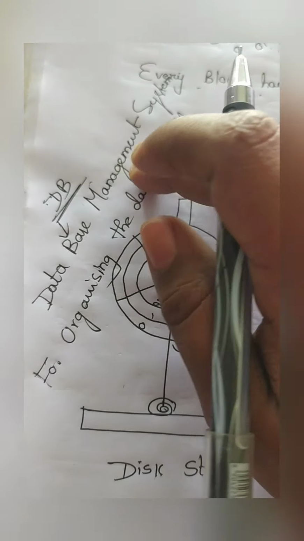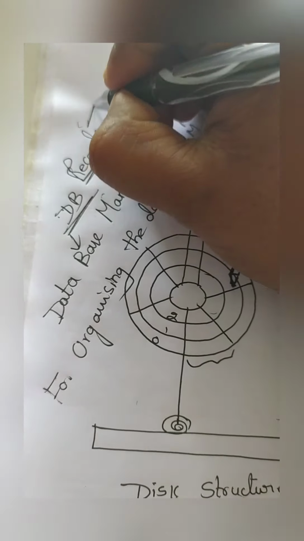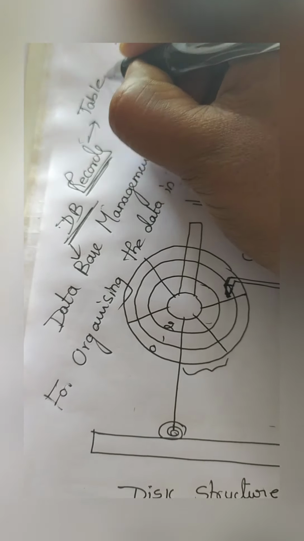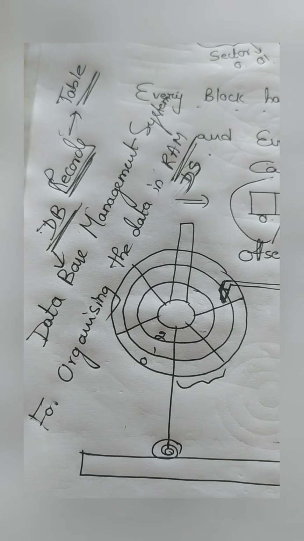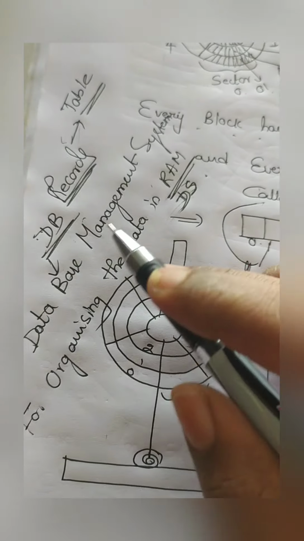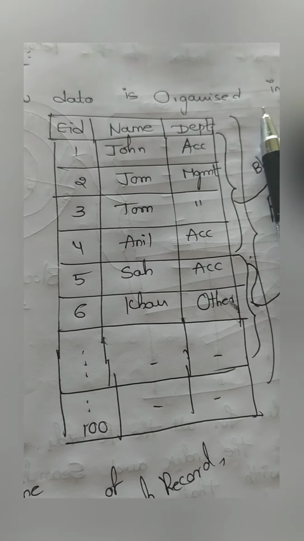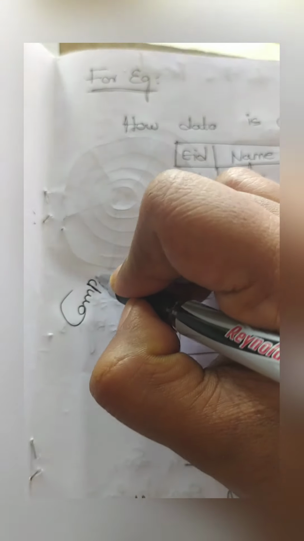In the database management system, data can be stored as records, which will be stored in table structures. So how is the data organized in a database? Let me check that. Here these are all the records of an employee. These are the records of employees in a company named, for example, X.